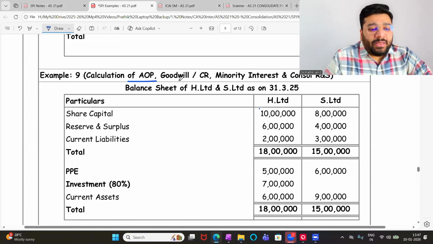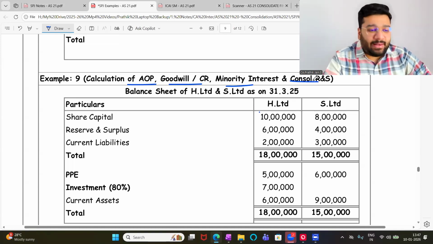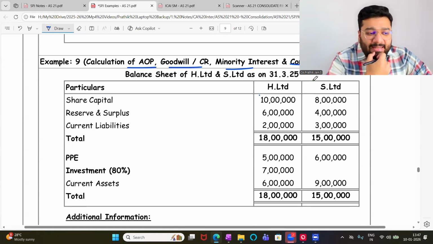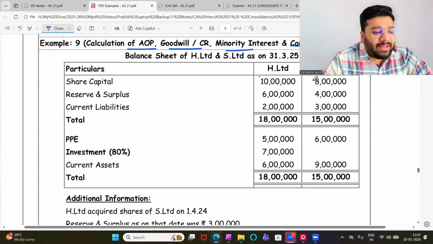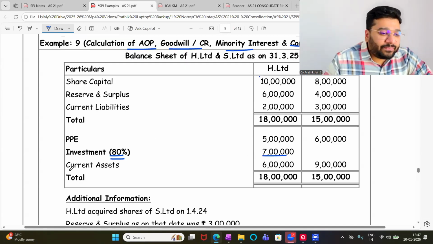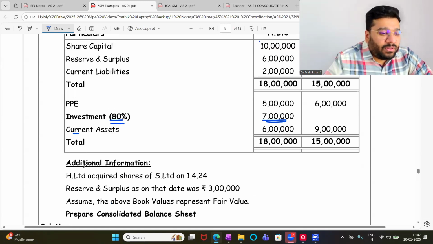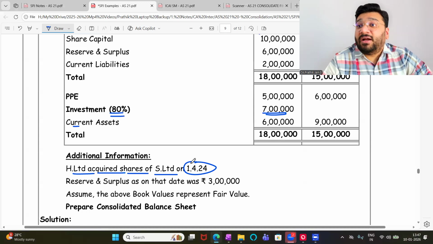In this, again, we need to find the cost of control, minority interest, and consolidated reserve and surplus, along with the consolidated balance sheet. Share capital is given as 10 lakh, 8 lakh; reserve and surplus 6 lakh, 4 lakh; current liability 2 lakh, 3 lakh; PP 5 lakh, 6 lakh; investment again 80%, 7 lakh; current asset 6 lakh, 9 lakh. H Limited acquired shares of S Limited on 1/4/24. Balance sheet on which date?